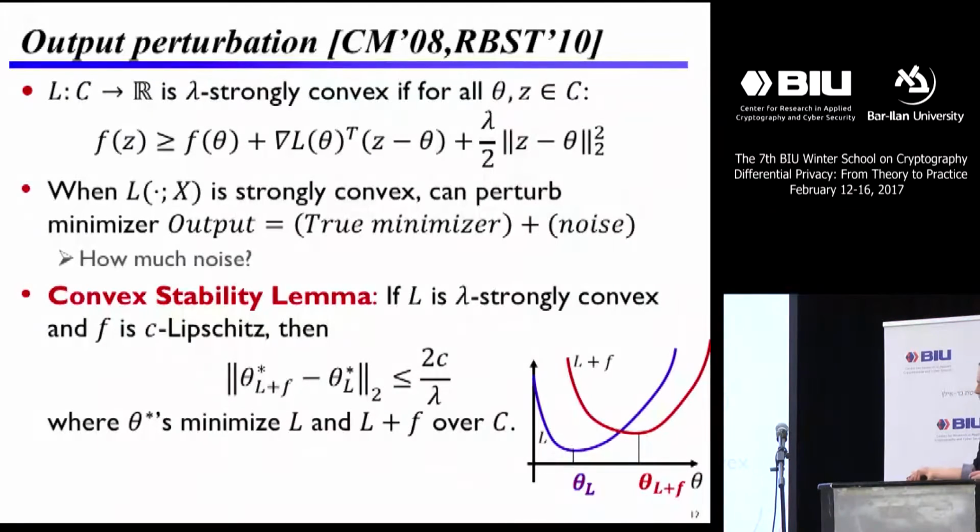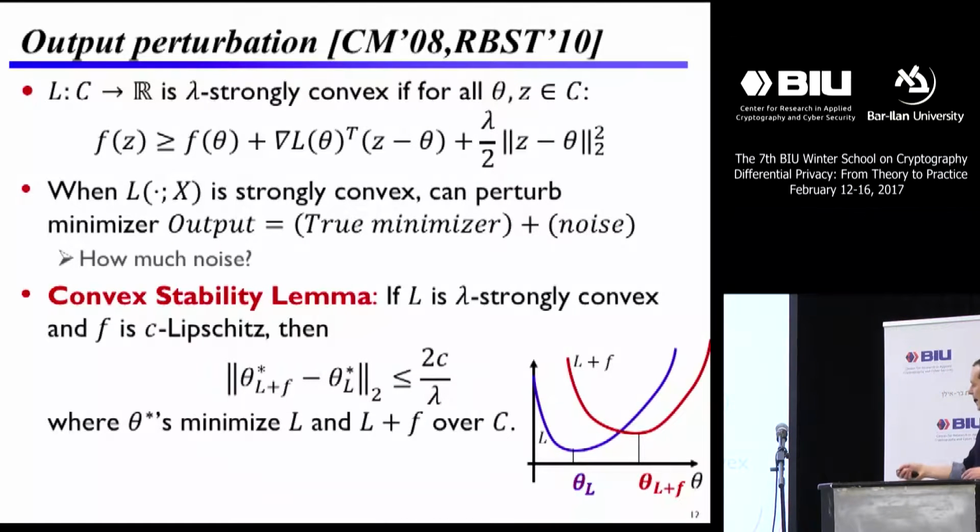Okay, so for any loss function L that's lambda strongly convex, and any perturbation I add to it that's C Lipschitz, the amount by which the minimizer can move is at most C over lambda. And in the setting of privacy, because I'm actually averaging people's loss functions, this C is going to be on the order of 1 over n, and lambda is going to be on the order of a constant.